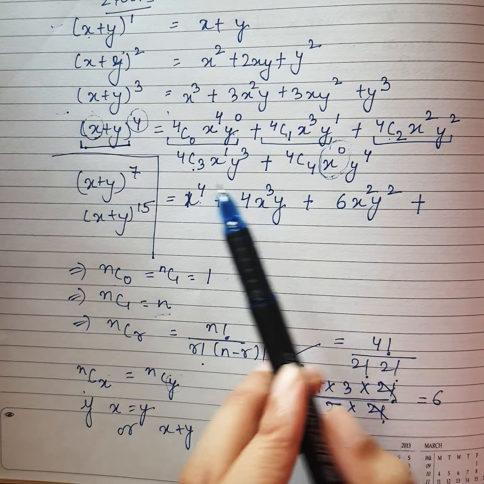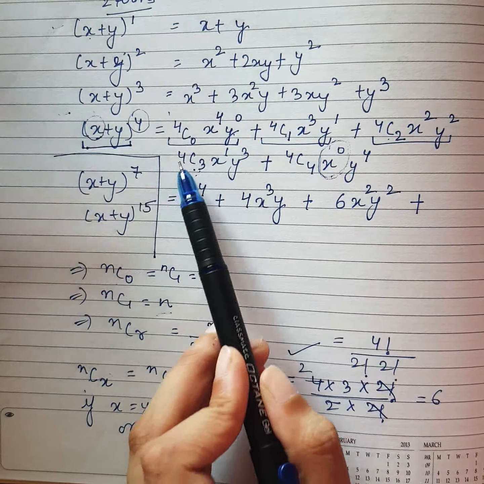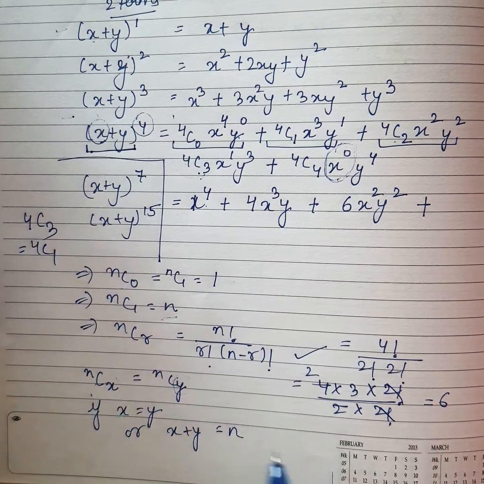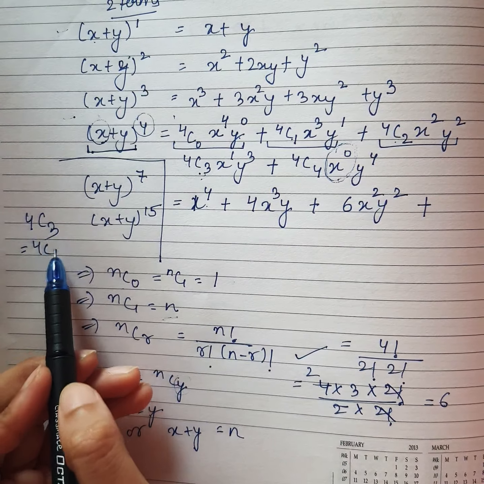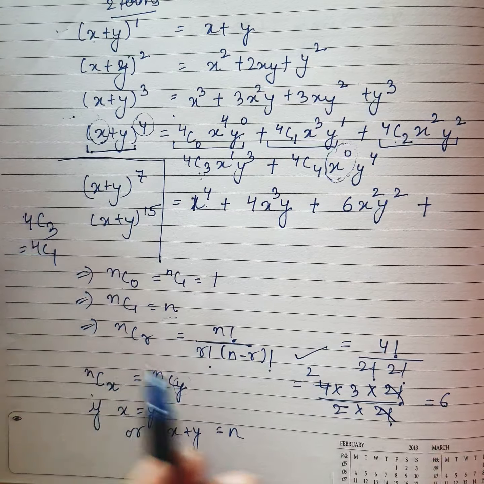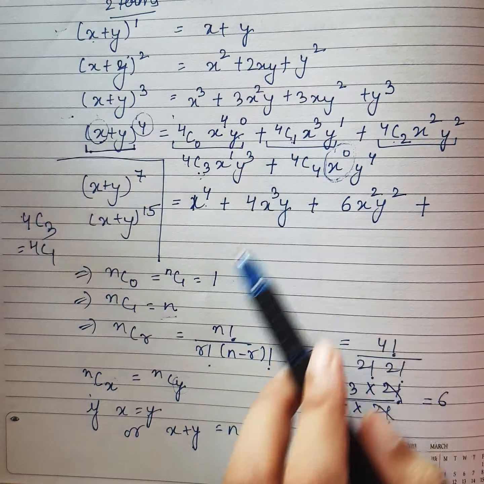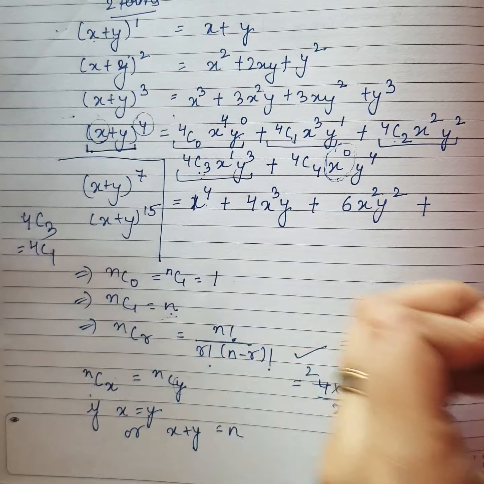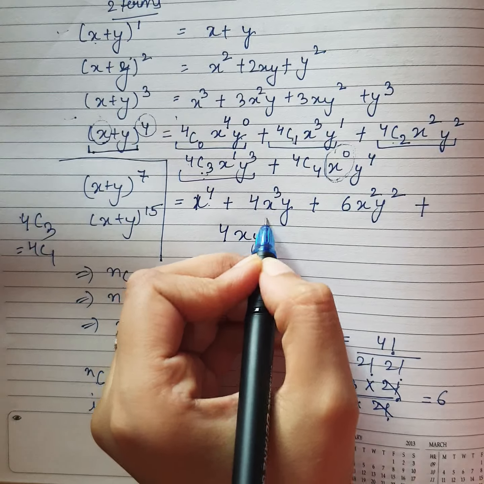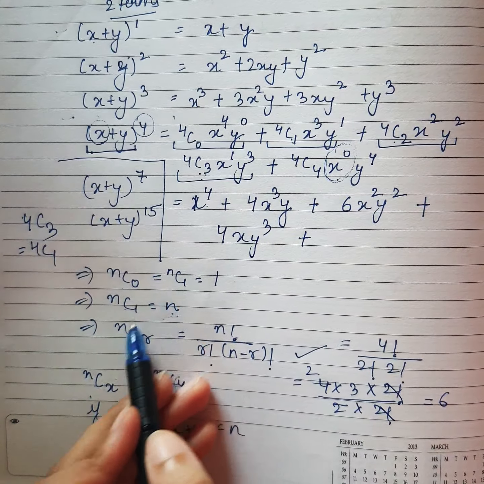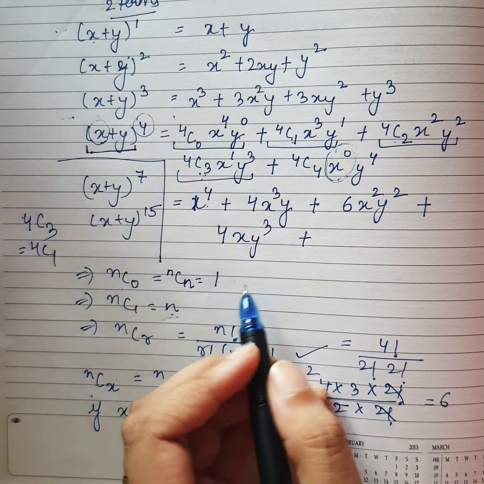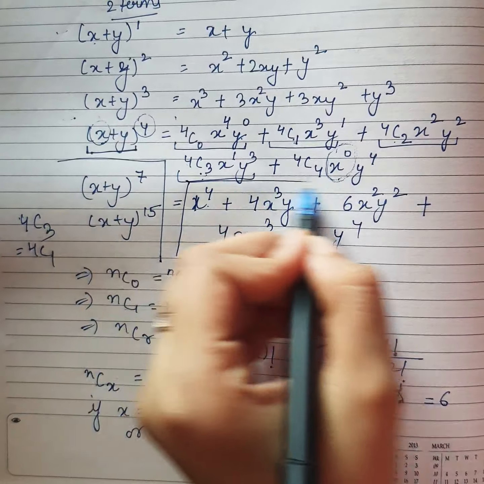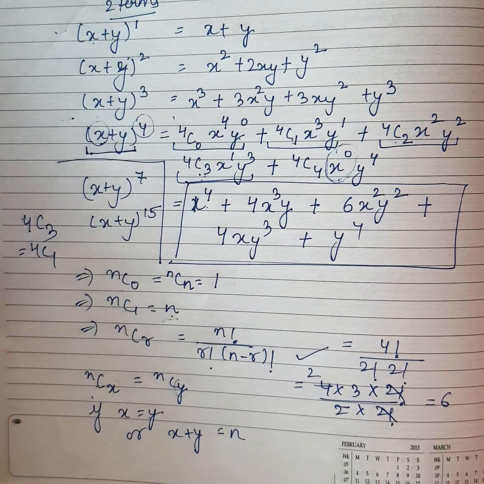So coming back to this case, I need 4C3. 4C3 will be the same as 4C1 according to the property, because 3 plus 1 is 4. So 4C1 we have solved, using the property, so this is also going to be 4xy cube. Then nCn will be 1 into 1 into y^4. So this is the final expansion of (x plus y) whole power 4.